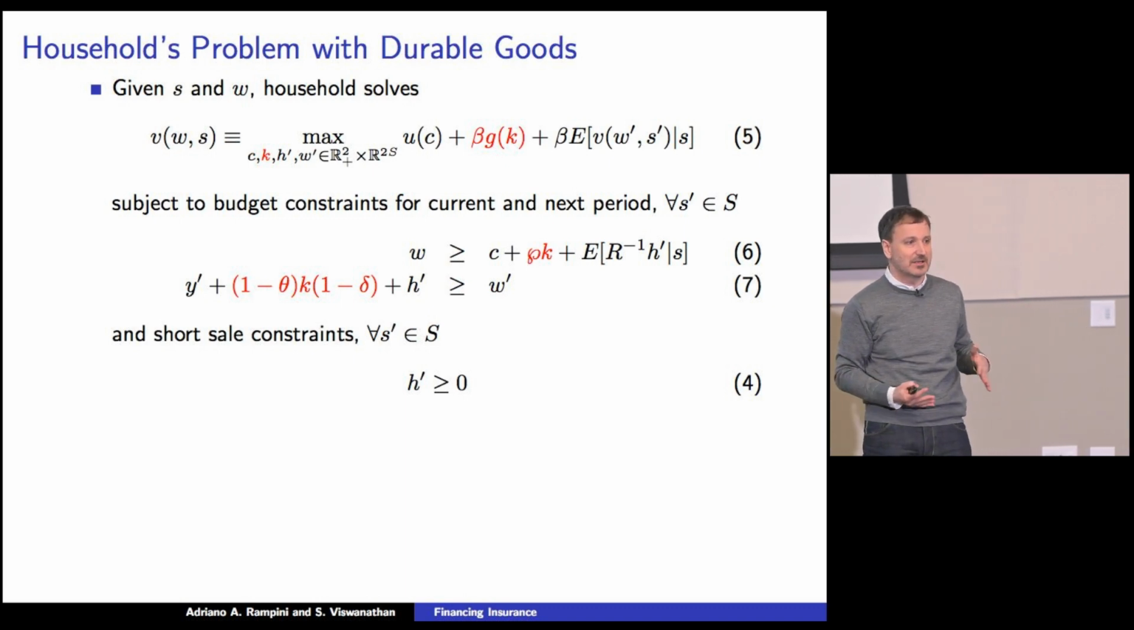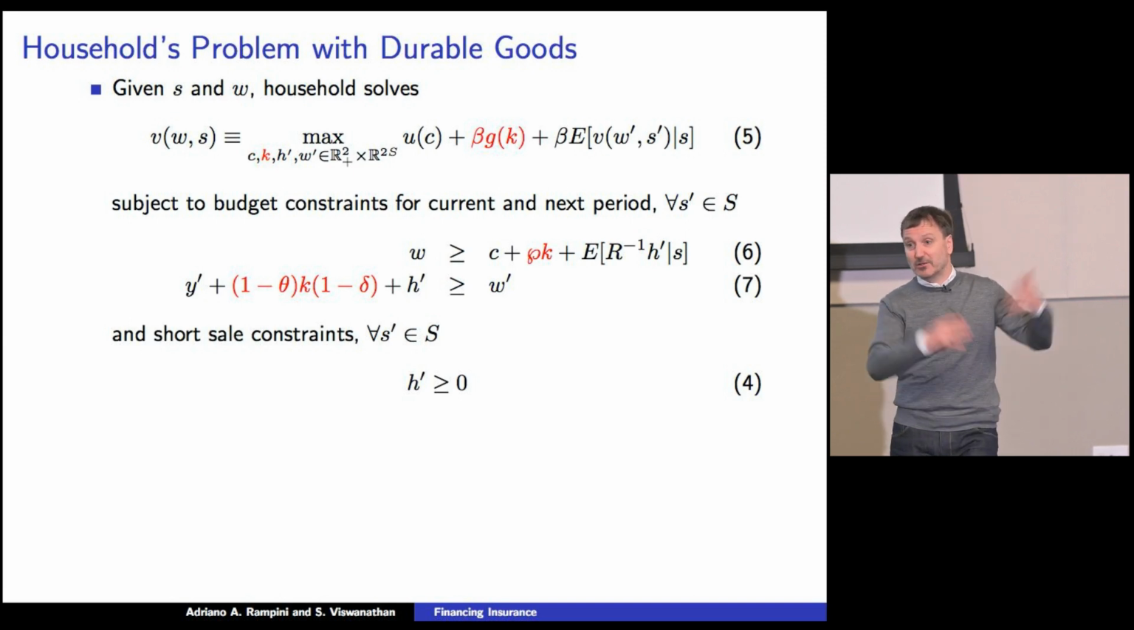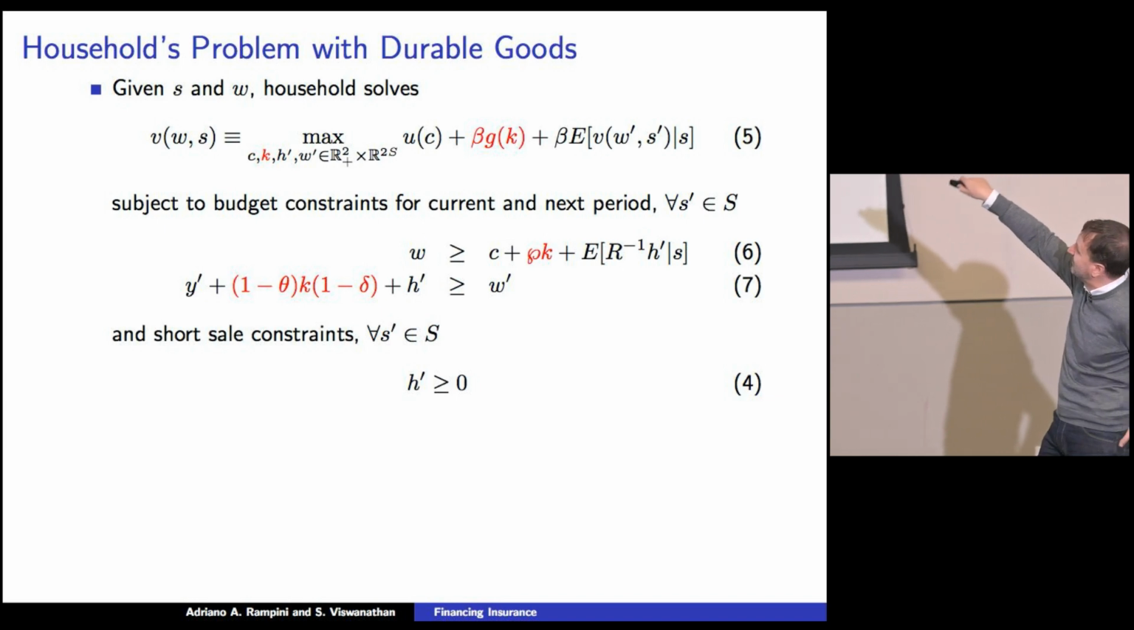Why do we have short sale constraints? Essentially because whenever you bought a house, which was the only thing you could pledge, you levered it fully. So now the collateral is essentially gone. So now it's very simple. Essentially, the only changes are the red ones.